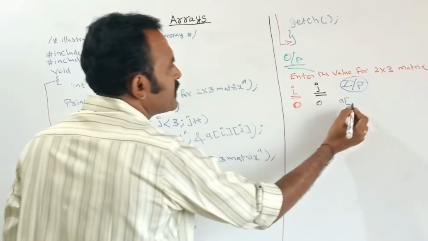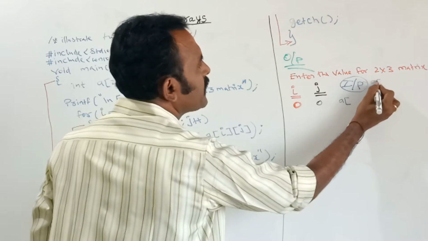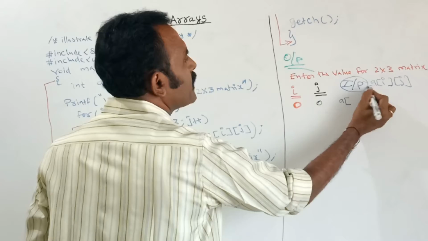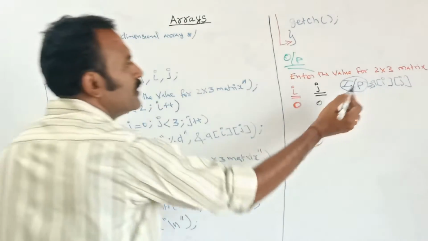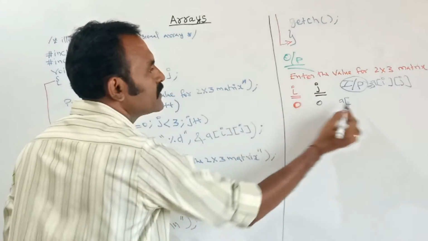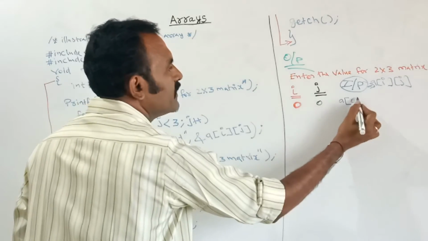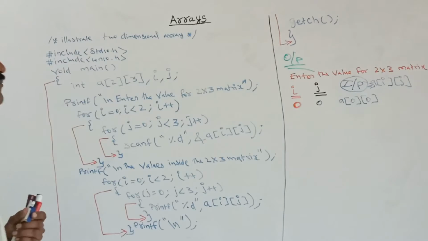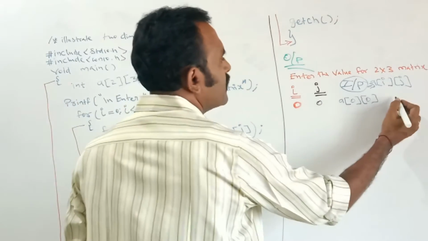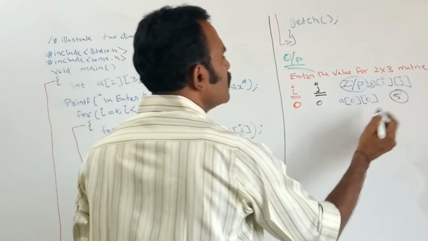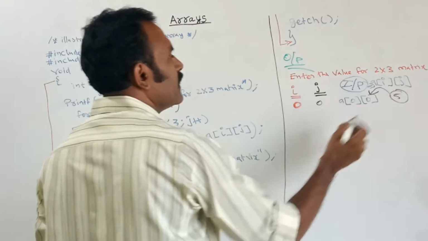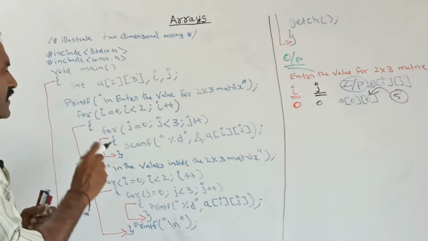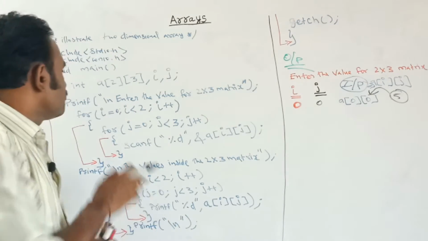I am getting input for a of i comma j. So the value of i is 0 and the value of j is 0, both are 0. Suppose you type the number 5 on the keyboard, that 5 will be stored at a of position 0 and 0.